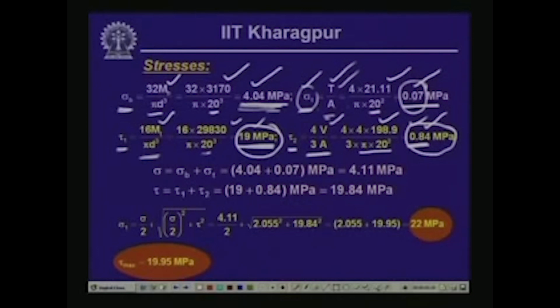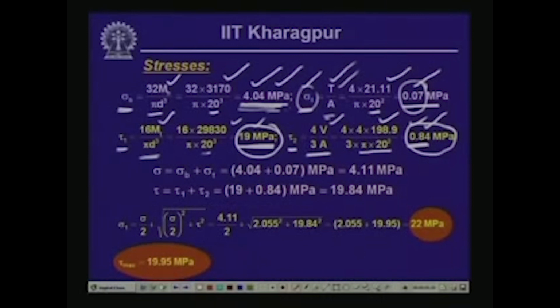Also, if you look into the other values, the stresses which have been generated because of the bending and the direct axial load are also much less in comparison to the shearing stress that is getting generated because of the twisting moment. Of course, this depends on the helix angle as well. If the angle alpha varies, then there will be a change in these stresses, as we have seen.